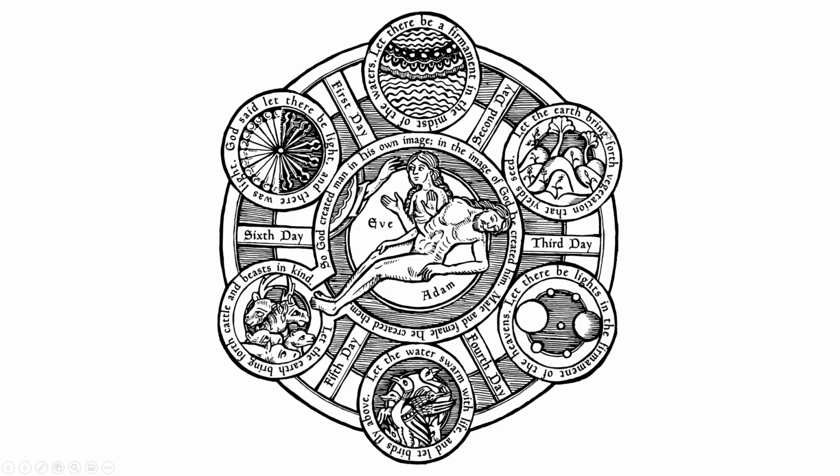Third day, let the earth bring forth vegetation that yields seed. Fourth day, let there be lights in the firmament of the heavens. Fifth day, let water swarm with life, and let birds fly above. And then, of course, sixth day, let the earth bring forth cattle and beasts in kind.